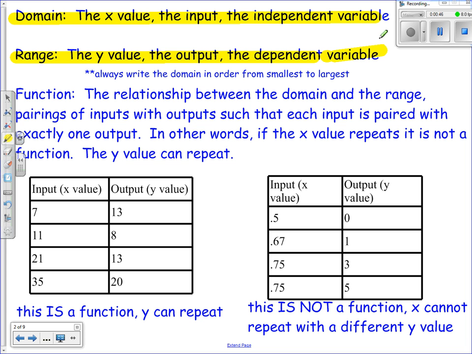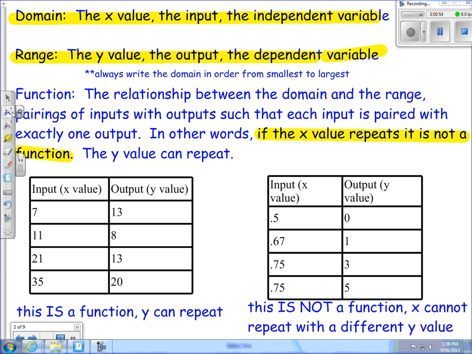So another thing I want to be sure is on your paper is this sentence. If the X value repeats, it is not a function. I'm going to say that again. If the X value repeats, it is not a function.